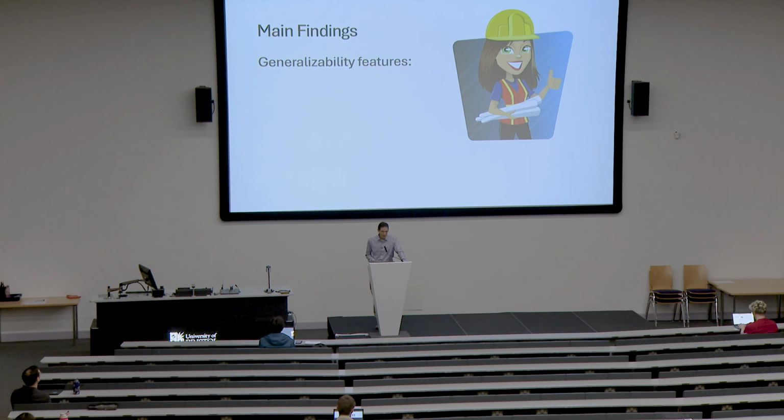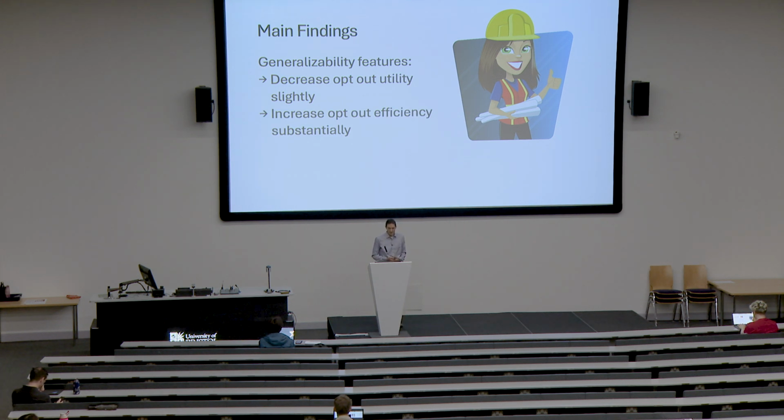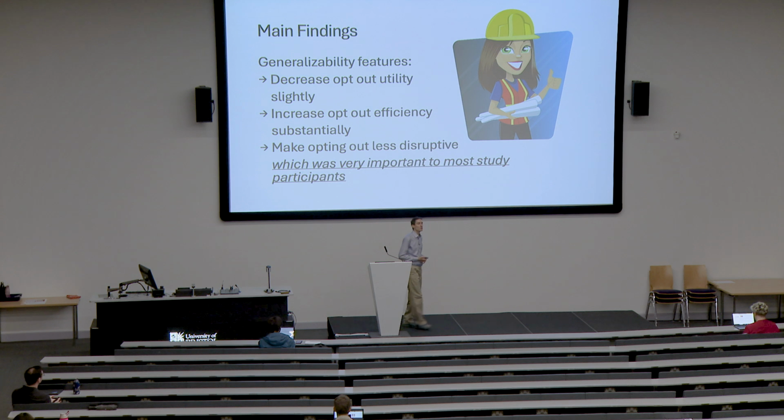And so our main findings are generalizability features slightly decrease the opt-out utility. Yes, it cannot be as fine-grained. That's the nature of generalizability. But it increases opt-out efficiency substantially. It's better usable. It makes opting out less disruptive, and that is actually what matters most to people.